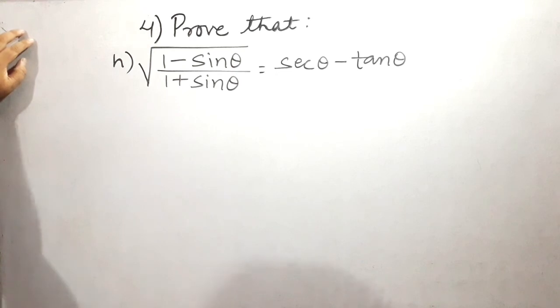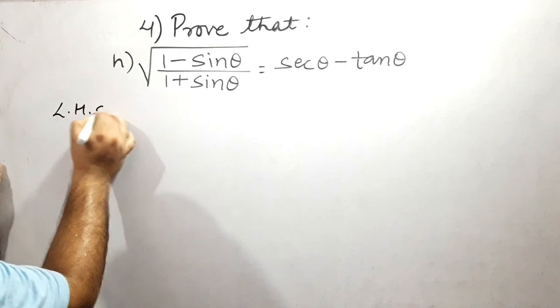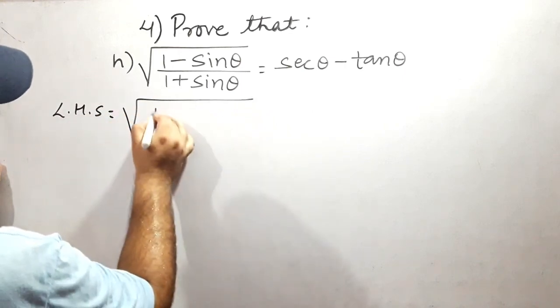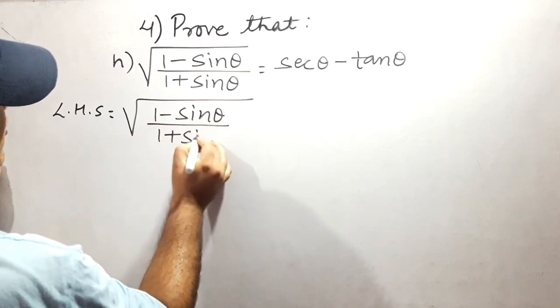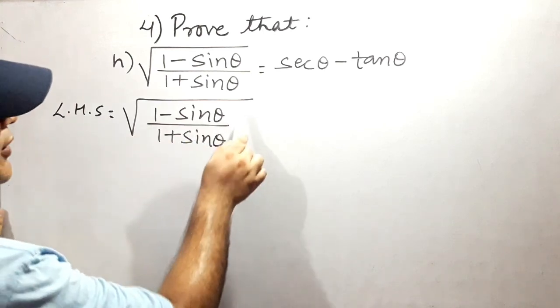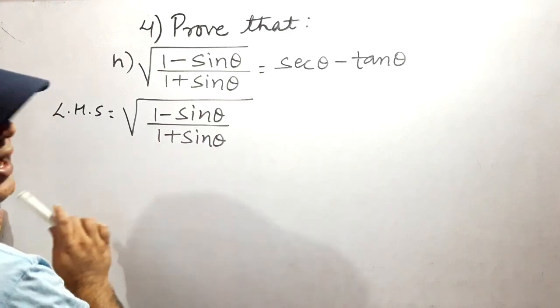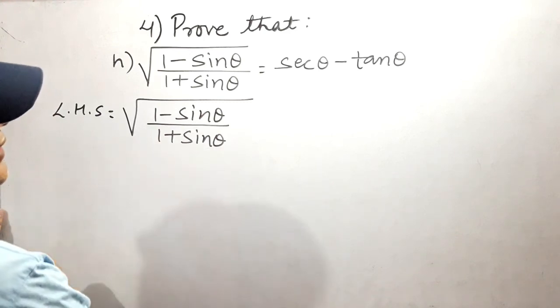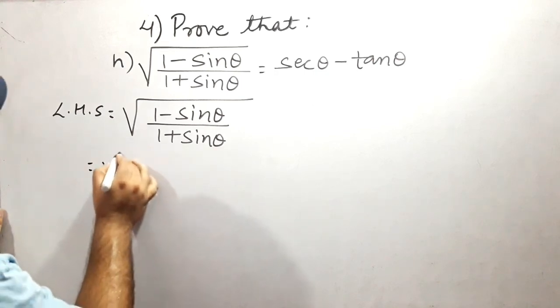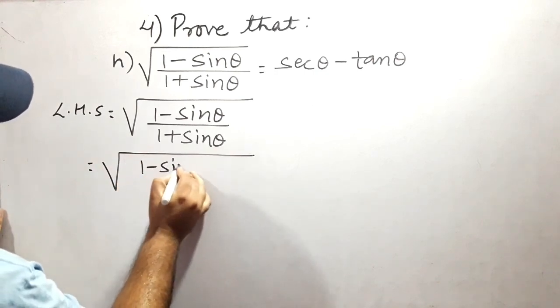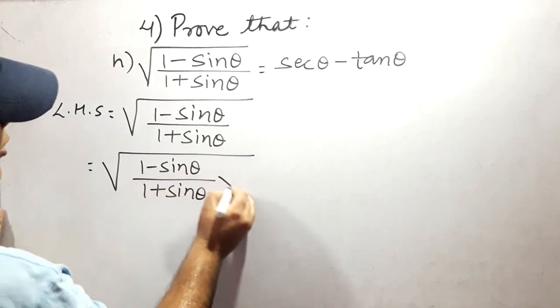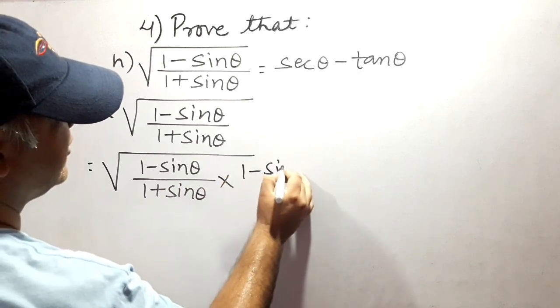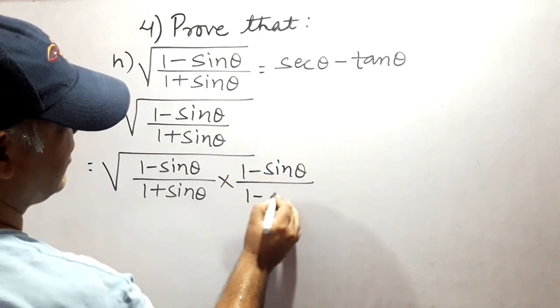The next question is also similar to the previous question. On the left hand side, root under (1 minus sin theta) by (1 plus sin theta). Now multiply the numerator and denominator with the conjugate of 1 plus sin theta. The conjugate of 1 plus sin theta is 1 minus sin theta. So root under (1 minus sin theta) by (1 plus sin theta) into (1 minus sin theta) by (1 minus sin theta).